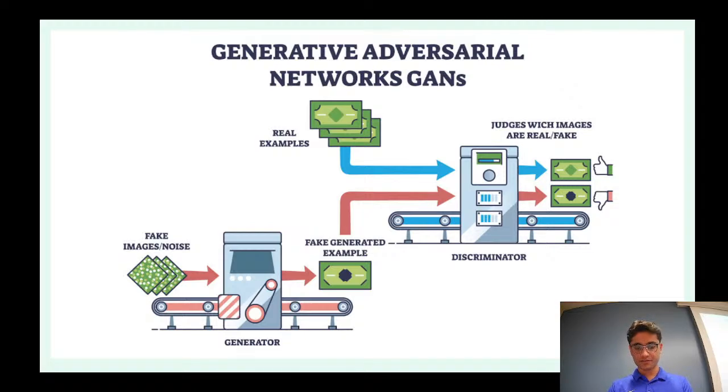We have fake images: noise, which we generate into a fake generated example, and then we pull some real examples from our data set. Then our discriminator judges which ones are real and fake, and we do it all over again. The generator relies on the discriminator's output, and the discriminator relies on the generator's output. So there's a bit of an interdependency with that.